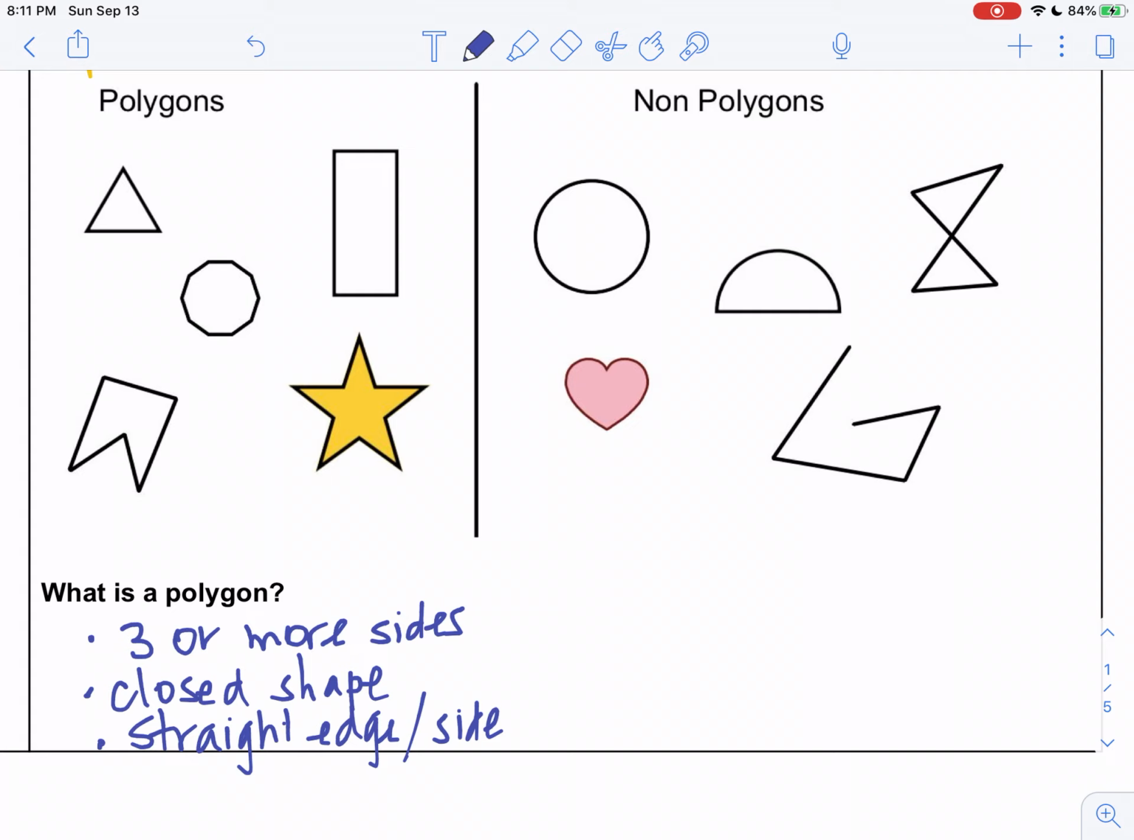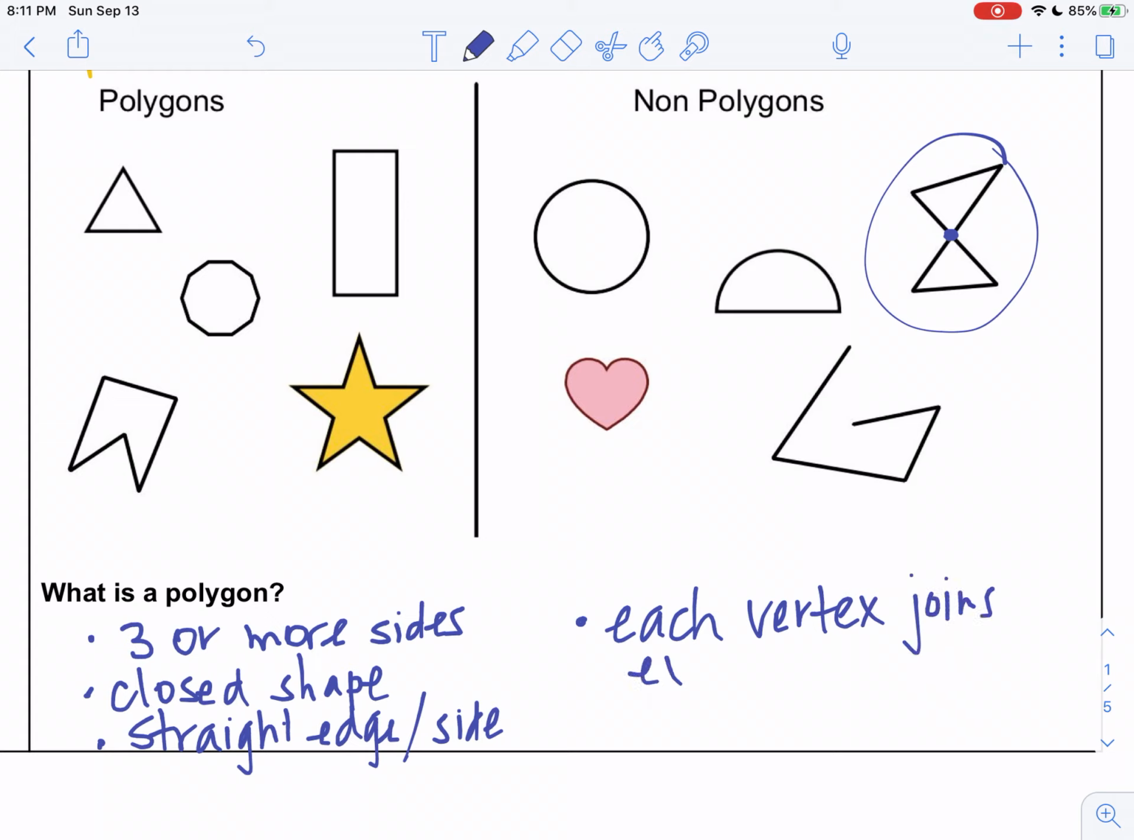And if you look over here on the right-hand side, you see this guy here where it's kind of crossing over itself. So the fancy way to say this is that each vertex or each corner of our shape joins exactly 2 sides. Okay. And then one more thing that I want you to notice is that all of these are 2-dimensional shapes. So a polygon has to be a 2-dimensional shape.